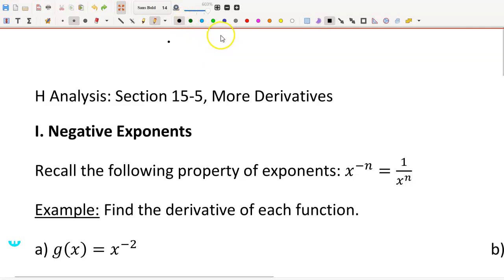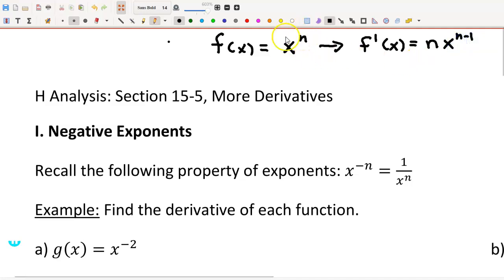So if we have f of x equal to x to the n, we already know from the power rule that the derivative, right, is going to be nx to the n minus 1. So just bring the exponent down, multiply it by a coefficient if it's there, and then decrease the degree by 1. Right?